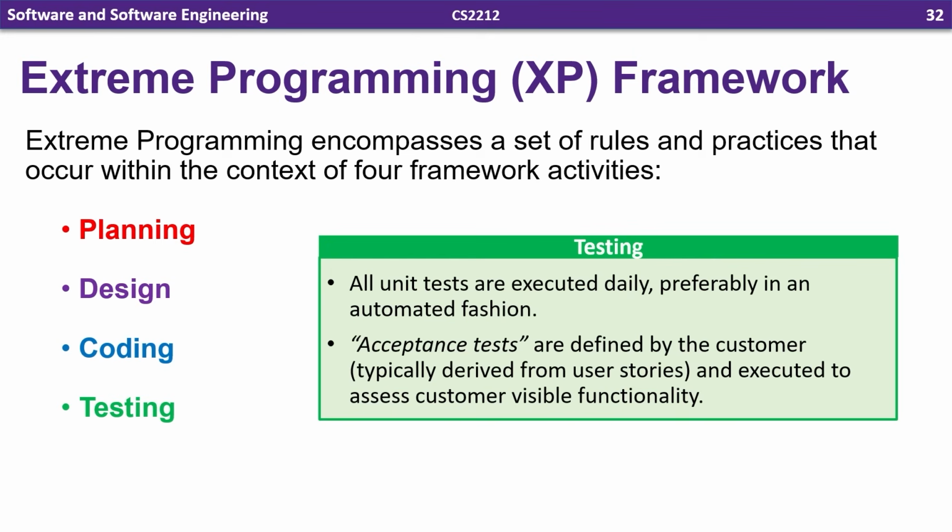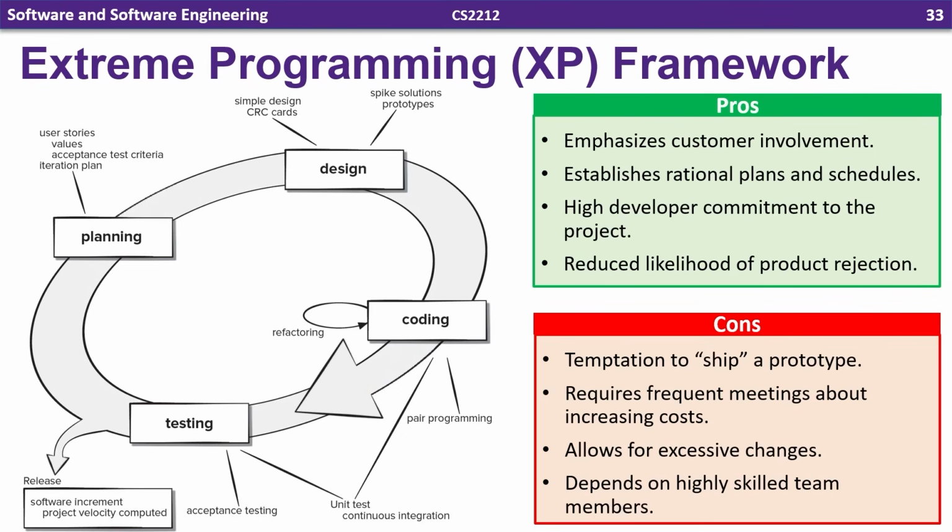So the last activity in the XP framework is testing. All unit tests are executed daily, preferably in an automated fashion. Acceptance tests are defined by the customer. These typically come from the user stories and those acceptance criteria attached to them, and they're executed to assess customer-visible functionality. Acceptance tests, also known as customer tests and functional tests, validate the customer's view of the application. They're distinct from unit tests, which validate the programmer's view of the software internals.